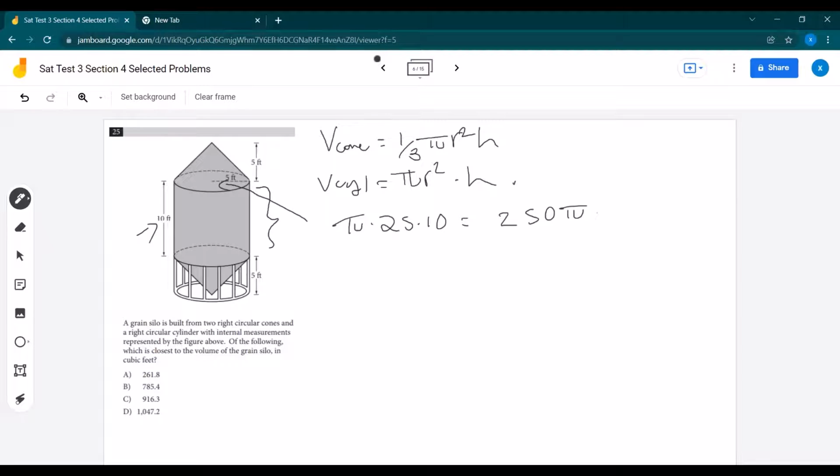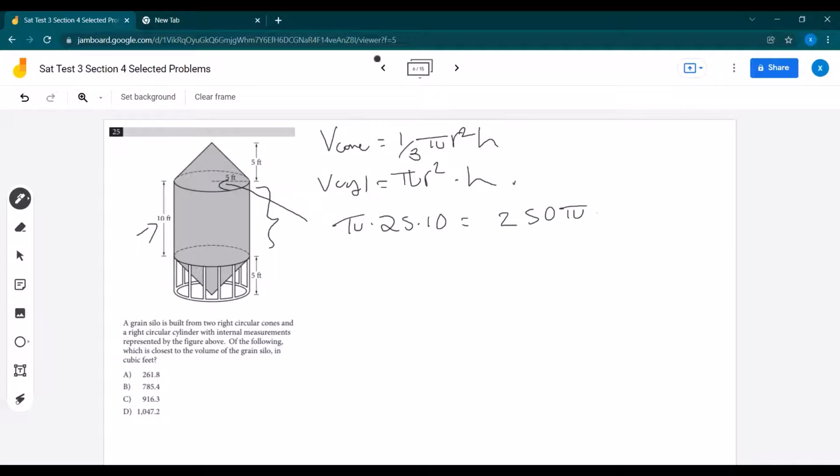And now we have two cones here, right? Both these cones are going to have an equal volume because the cylinder has an equal top and bottom, and the cones have the same base, and the base has the same radius. So essentially the volume of these cones is just twice the volume of one of the cones. As we can see in the problem, the radius of the cone is 5 feet, and the height of the cone is 5 feet.